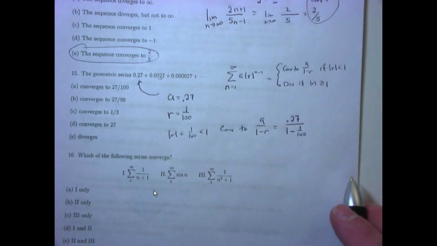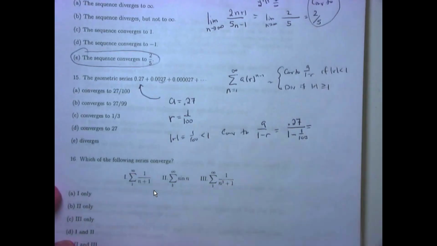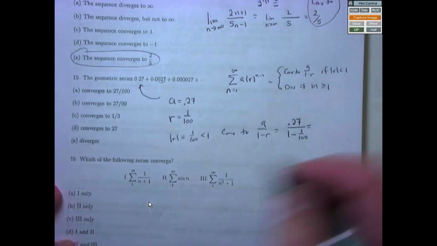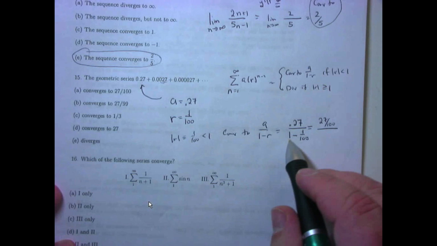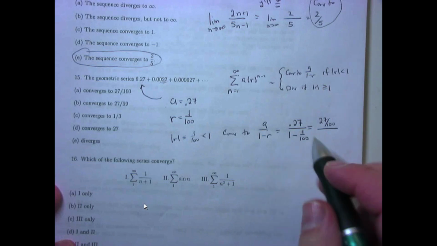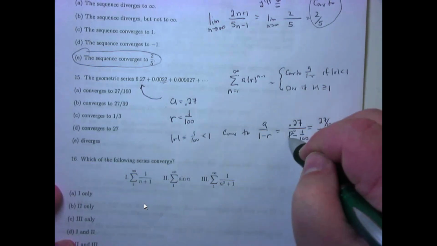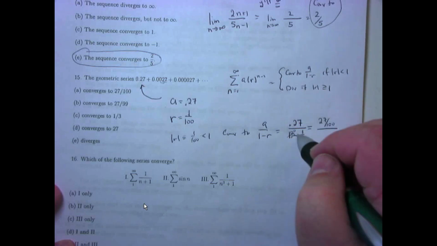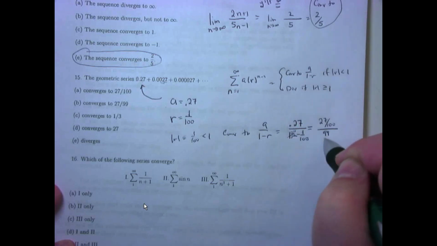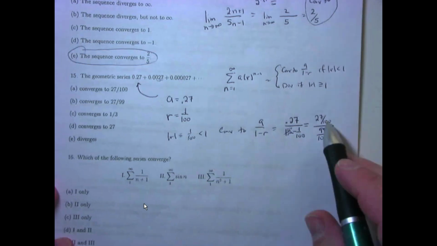But again, no calculator, so I better go fractions on this thing. What exactly is 0.27? 27 over 100. Okay, 27 over 100 divided by, what is 1 minus 1 over 100? Well, 1 is the same thing as 100 over 100, right? What's 100 minus 1? 99 over my common denominator of 100.